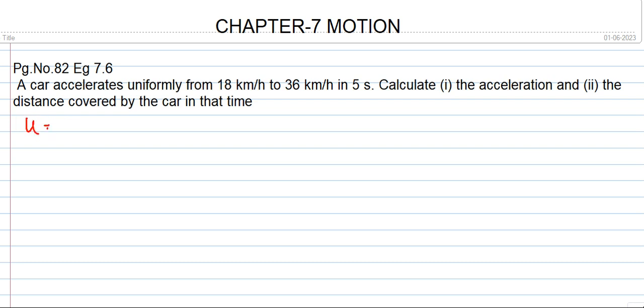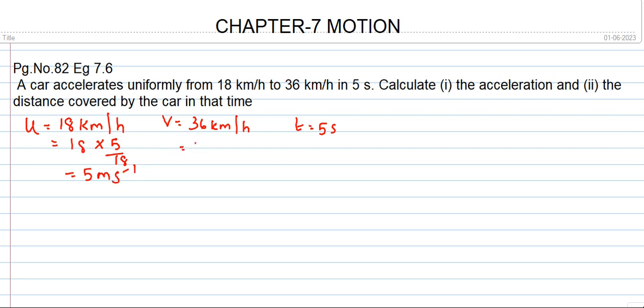So what do we have? u is equal to 18 kilometer per hour, v is equal to 36 kilometer per hour and the time is 5 seconds. So again we have to convert this into meter per second, which is 18 into 5 by 18, which is 5 meter per second, and this is 36 into 5 by 18, which is 10 meter per second.